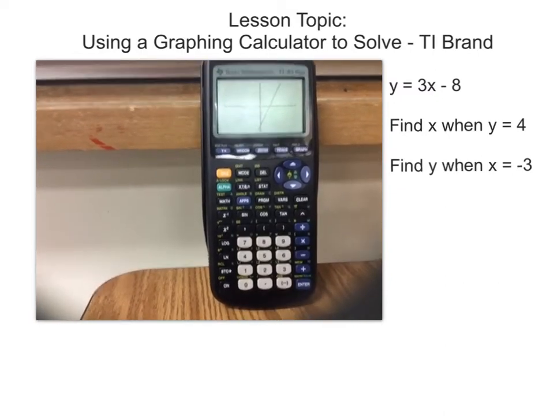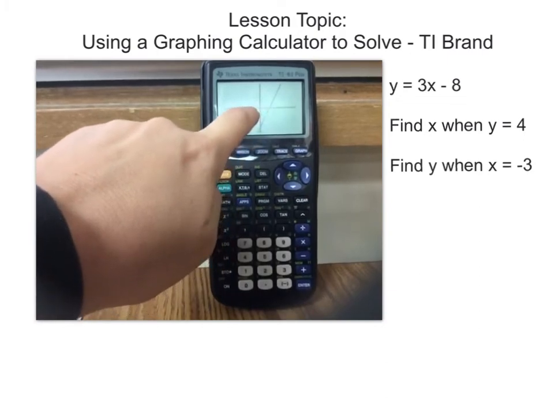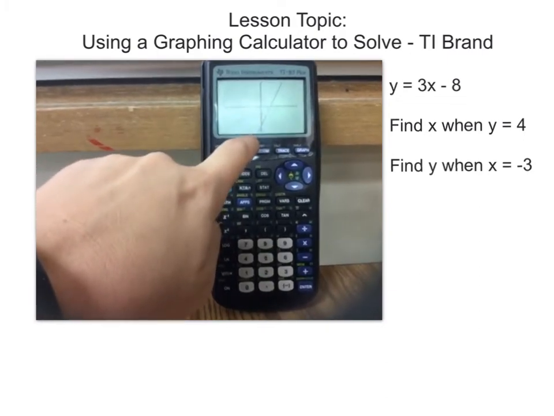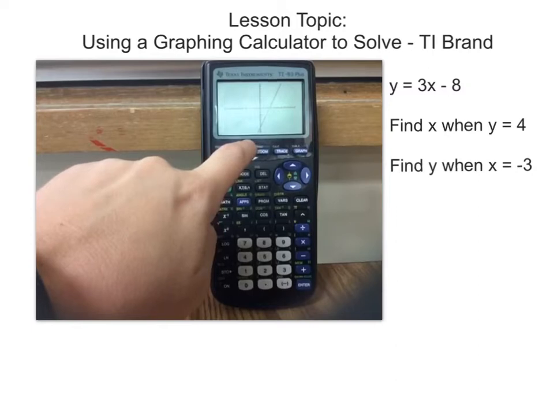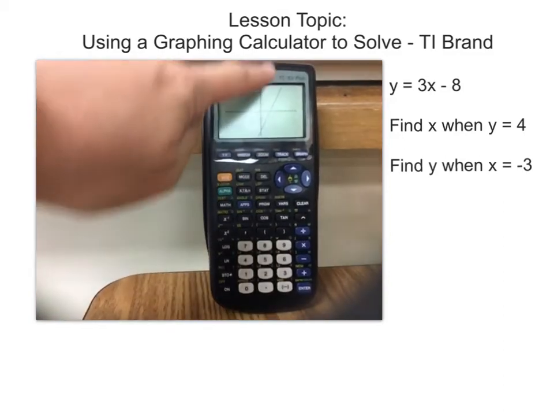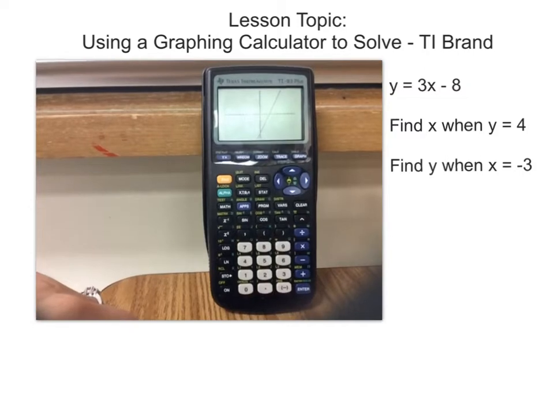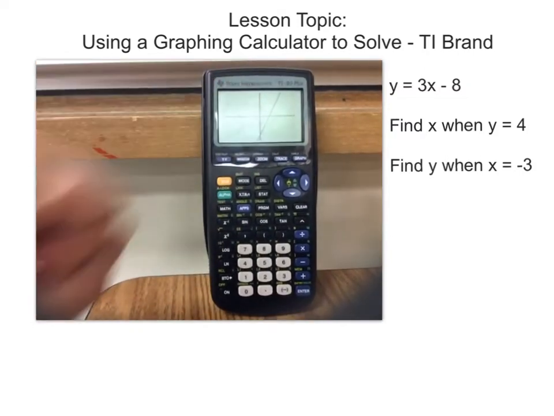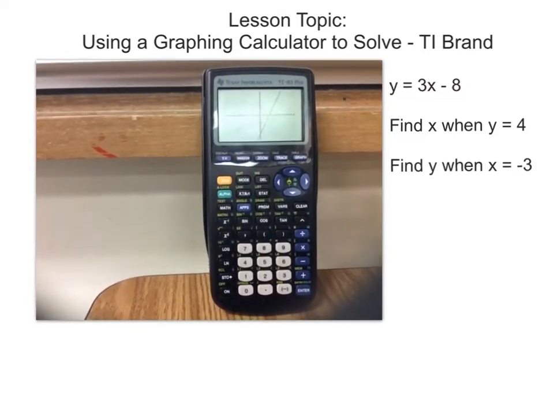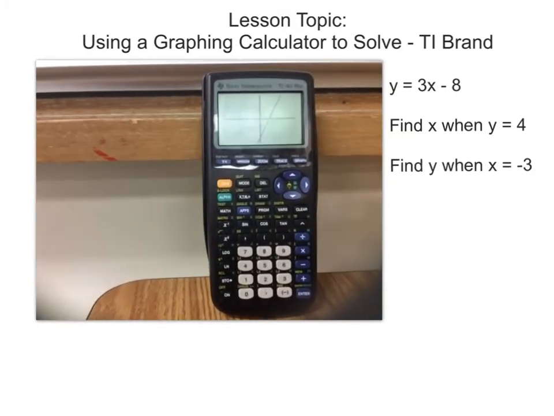Well, if you look at this graph right here, when x is -3, that's over here. What's our y value? Well, our y value is down here somewhere. So we know it's going to be less than -10. By the way, when I said standard window earlier, I was talking about a -10 to +10 on our x-axis and a -10 to +10 on our y-axis. So we know that the answer is going to be somewhere down here, probably -13 or so.